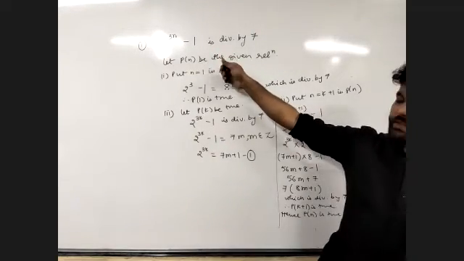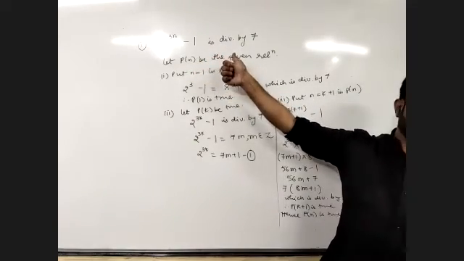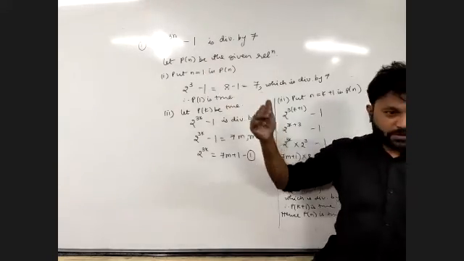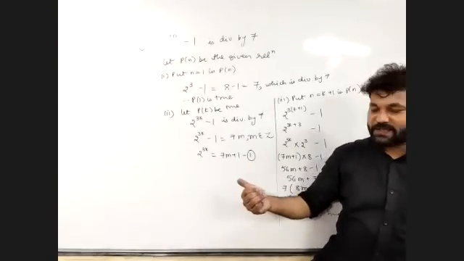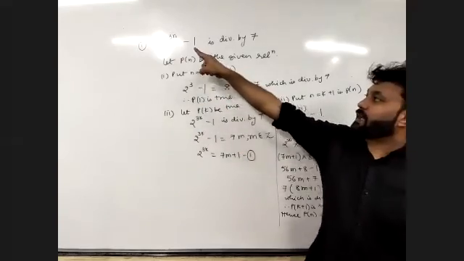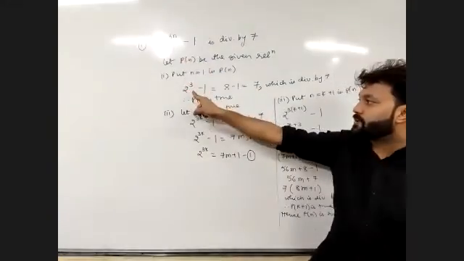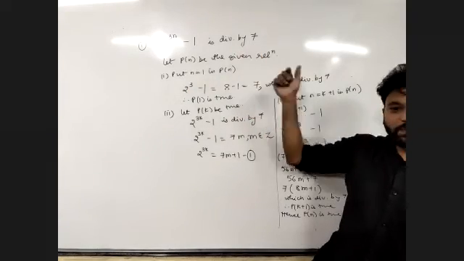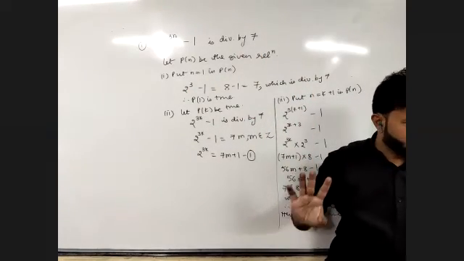This expression was given to us, 2 raised to the power 3n minus 1. We were required to show that it is divisible by 7. So what we have done are the three basic steps of induction. Put n equal to 1, that is, we are checking for n equal to 1. So we put 1 in place of n. So 2 raised to the power 3, 8 minus 1, which comes out to be 7, which is divisible by 7. So our P(1) condition is true.